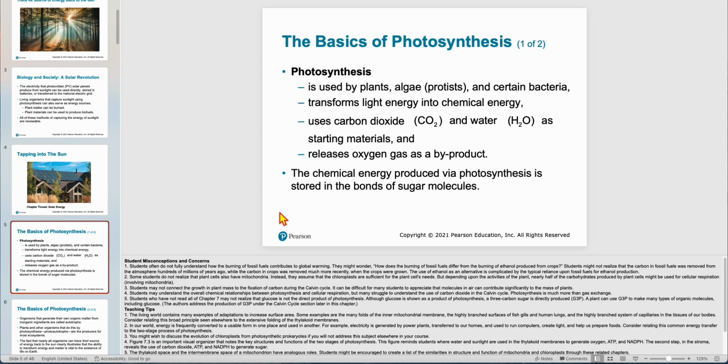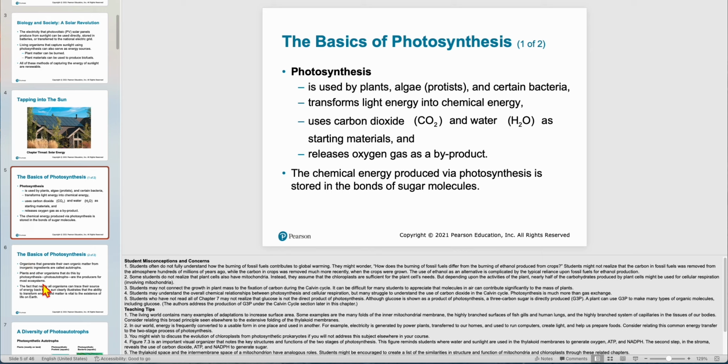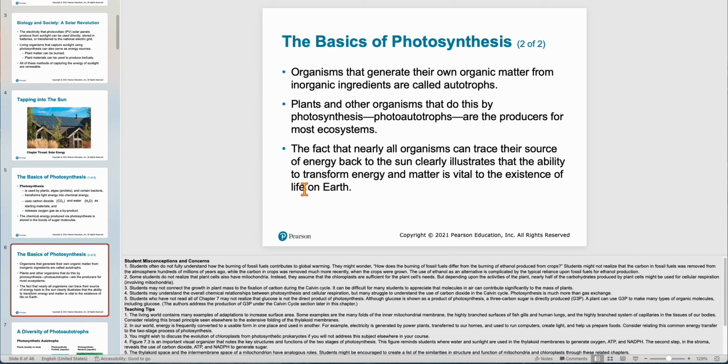Our next slide says the same thing we just said a moment ago. Plants like algae, protists, certain bacteria, these photosynthetic plants, they take light energy and turn it into chemical energy. They basically use carbon dioxide and water to make oxygen as well as to make the sugar products that we typically call glucose. Okay, so that's why it's so important to understand that photosynthesis is just a reverse process of cell respiration.